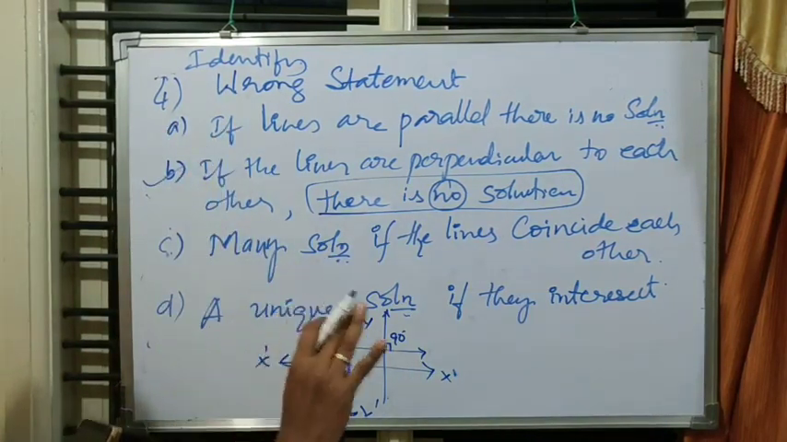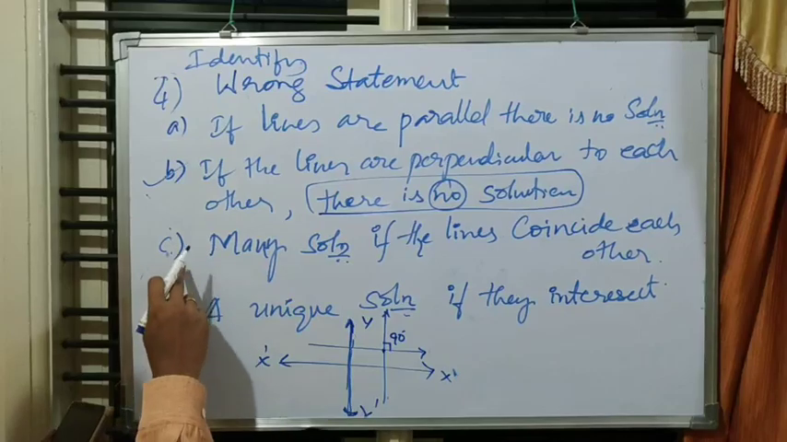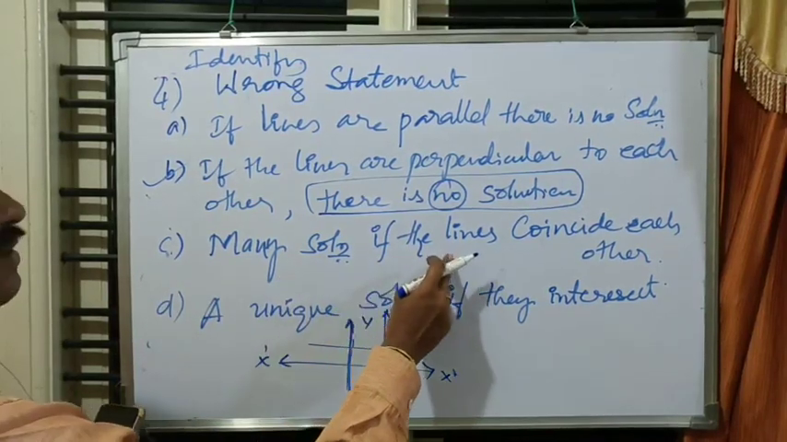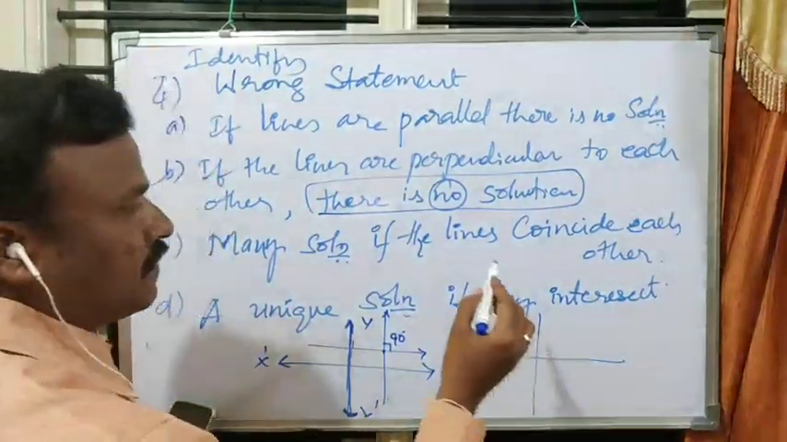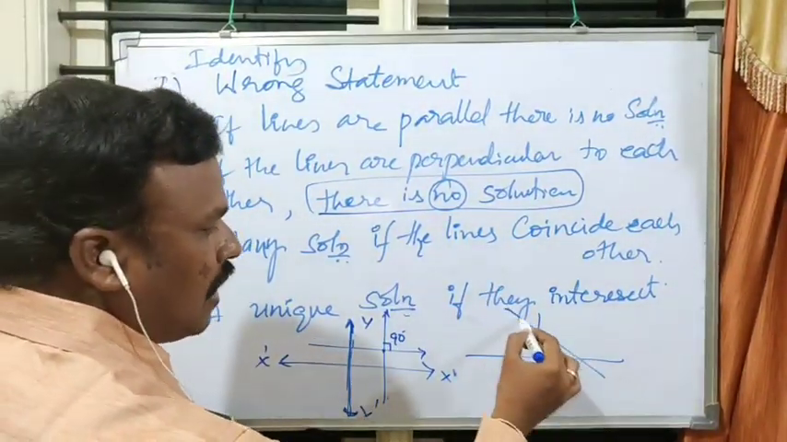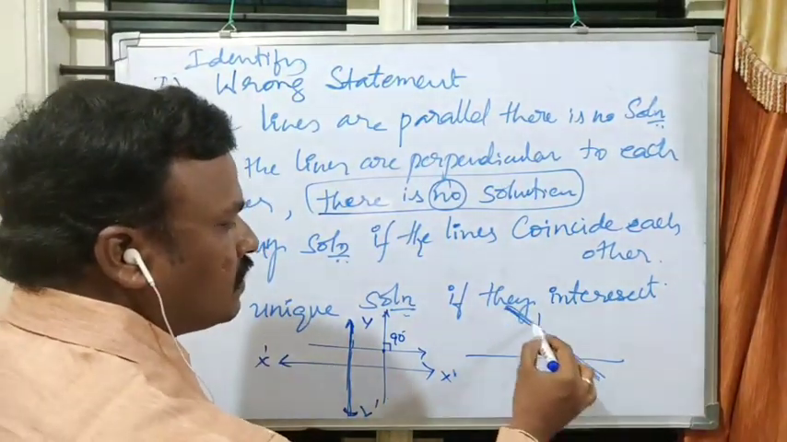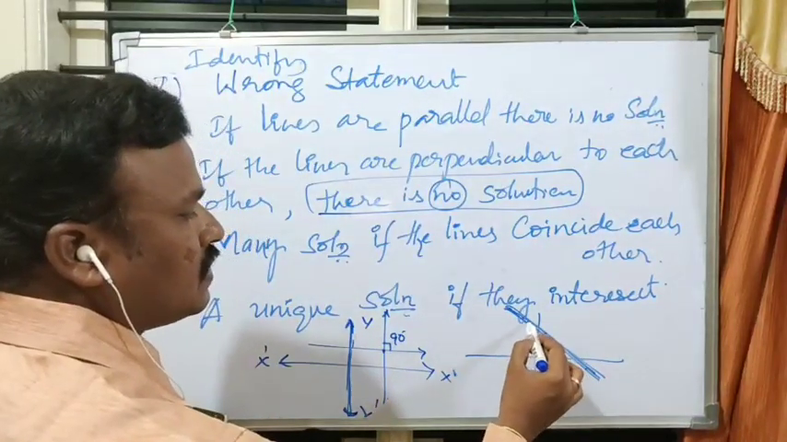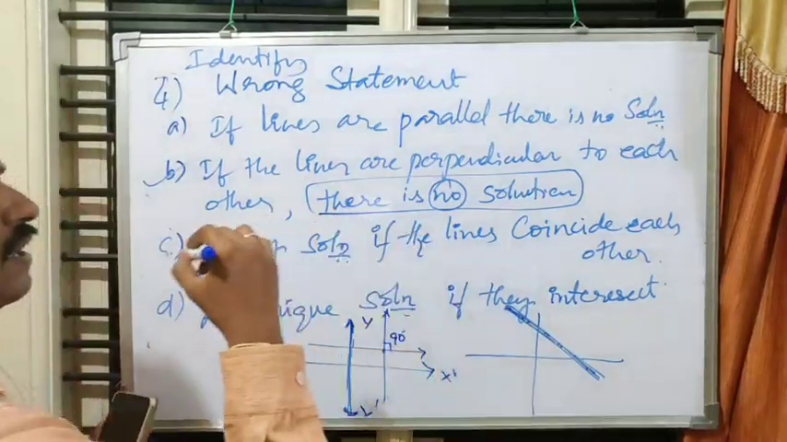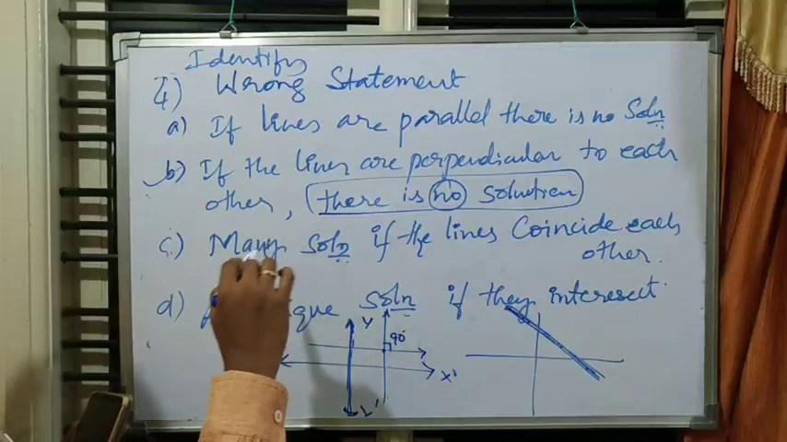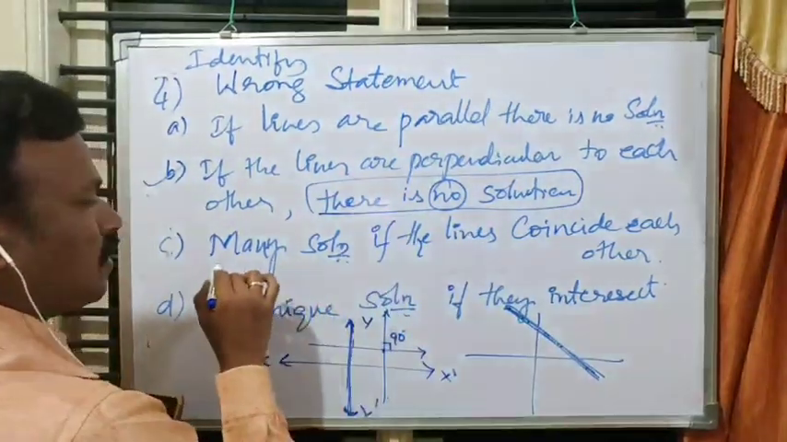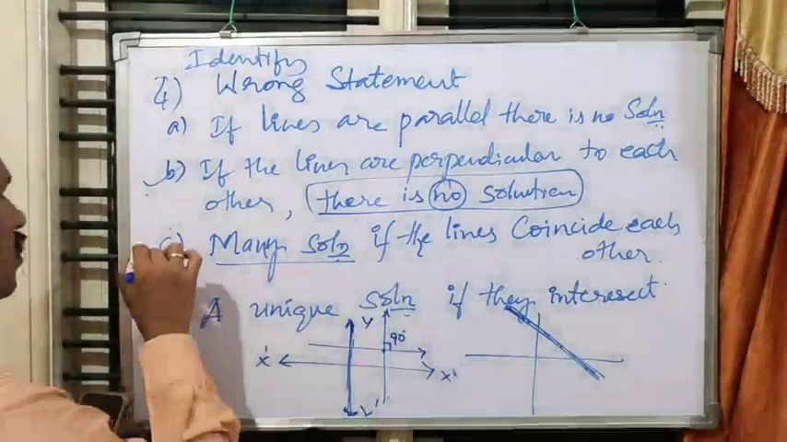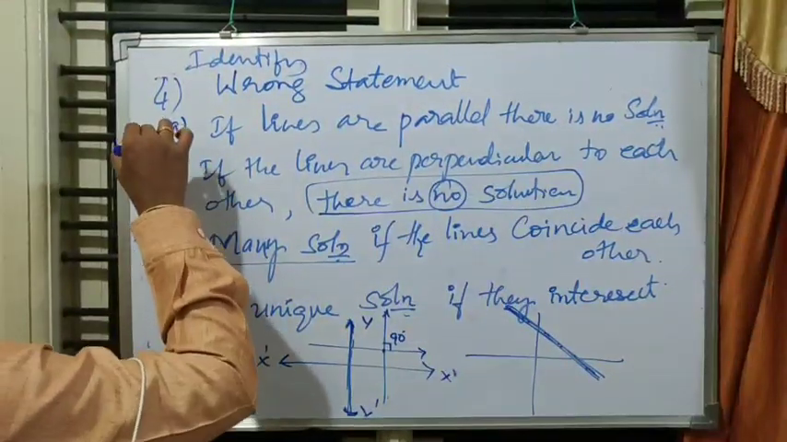Let us check once again the C and D. Many solutions if the lines coincide each other. This is true, because if two lines overlap each other or coincide, many solutions are there. All the points are what? Solutions only. So it is a true statement.